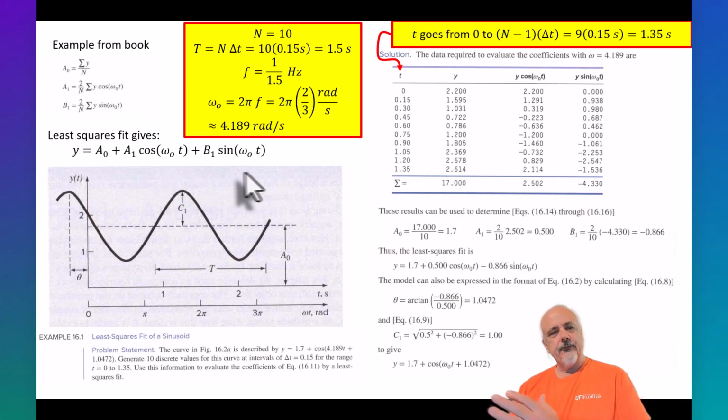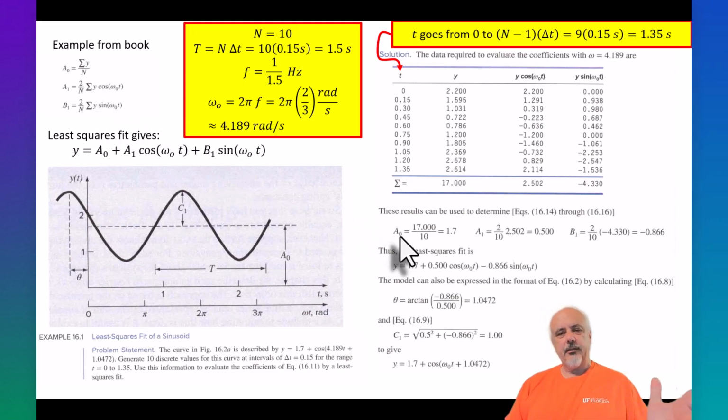So remember, this is the function we're trying to fit on the data. It says that a naught is going to be your sum of y divided by 10. So I've got 17 divided by 10. That's looking good, 1.7. Then a1 is going to be the sum of y cosine of omega naught t times 2 divided by n. So I got 2 divided by 10, and then I take the result of this column, and I get 1/2.